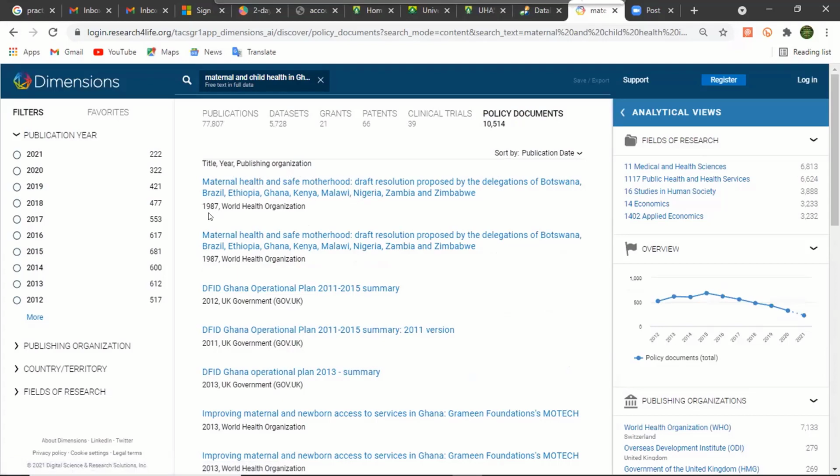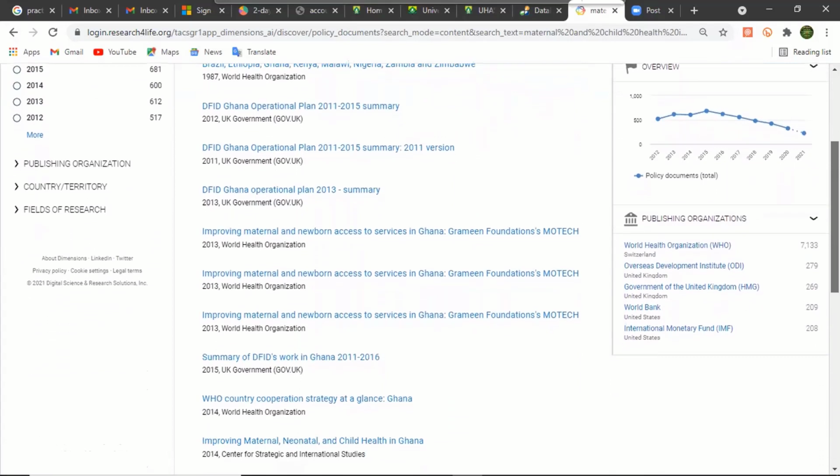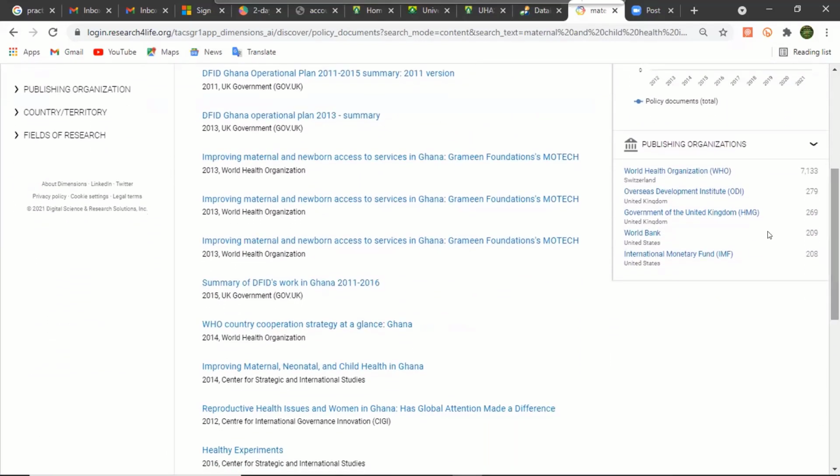So since 1987, you can see that the WHO has been doing a lot of work. WHO again here, the UK government, WHO. So it tells you who have been in the lead in all of this. And importantly, for the NGOs, you can even see the kinds of topics that the policies are coming on. So you look at improving maternal and newborn access to services in Ghana, health services in Ghana. You can see things like reproductive health issues and women in Ghana, okay. And this one was from Center for International Governance Innovation.